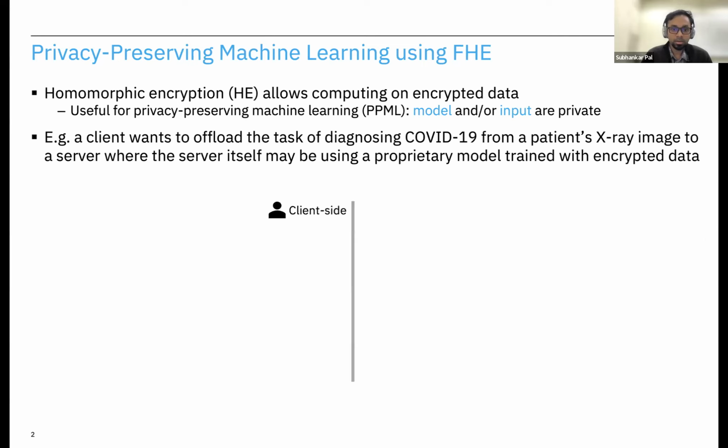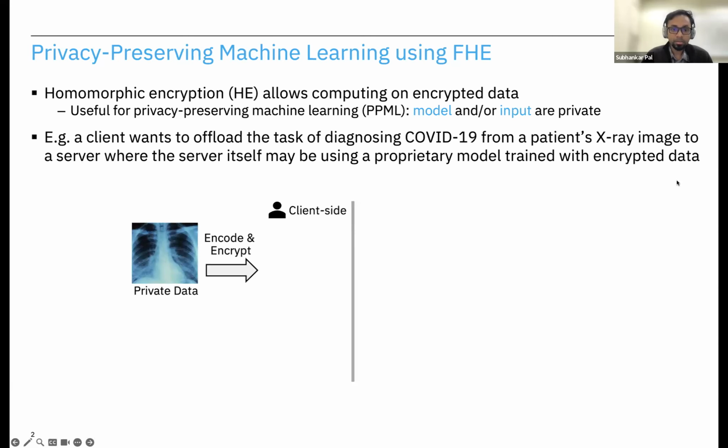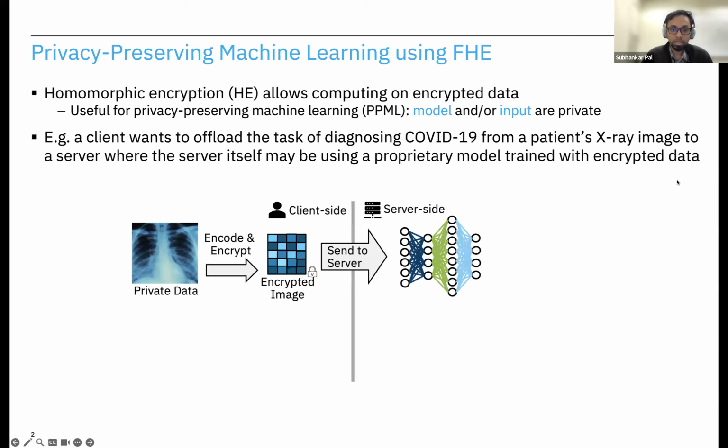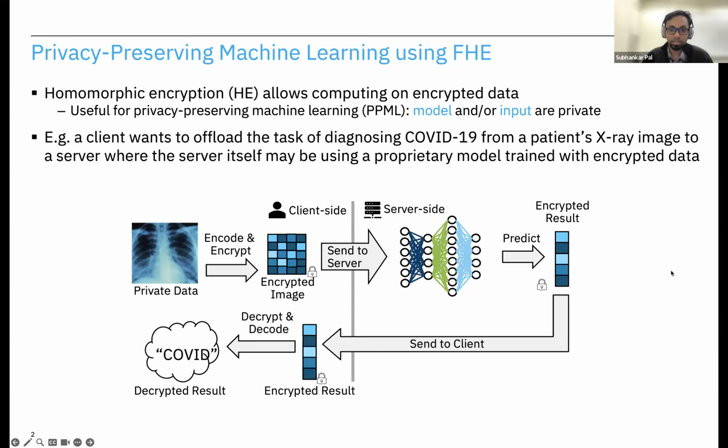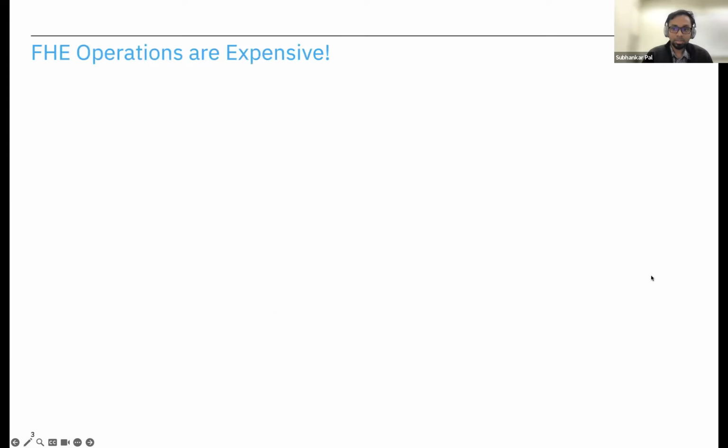Let's say a hospital is the client and is sending the patient's private data to the server for encrypted inference. That can be done using FHE by encrypting it, sending it to the server via a secure channel, and then running an encrypted prediction on it. And the result is sent back to the client for decryption, and in this case, unfortunately, it turns out to be COVID. That's the typical workflow.